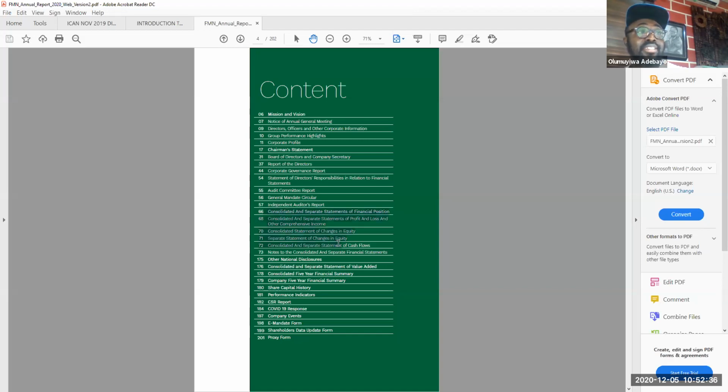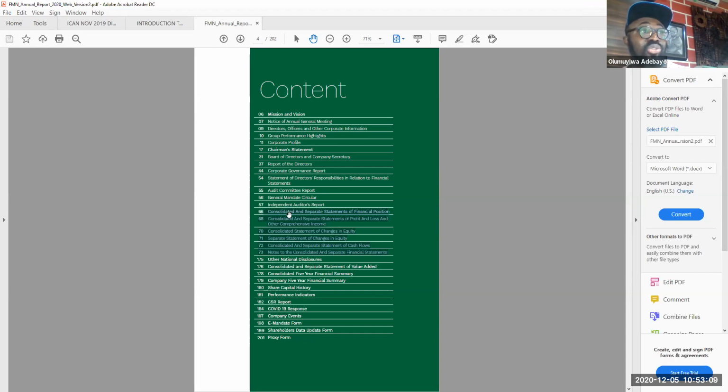Can you see it here? Like this statement of financial position, statement of profit or loss, statement of changes in equity, cash flow, and the notes. This section from 66 to 73 is what constitutes financial statements. So any other thing outside that are requirements of CAMA, the requirements of the industry they belong to, and the company's own specific information that they provide to the general public.